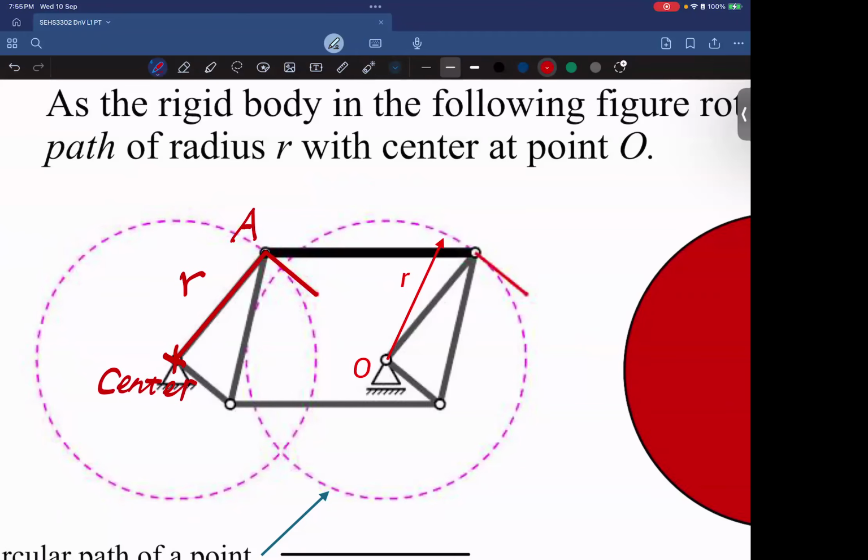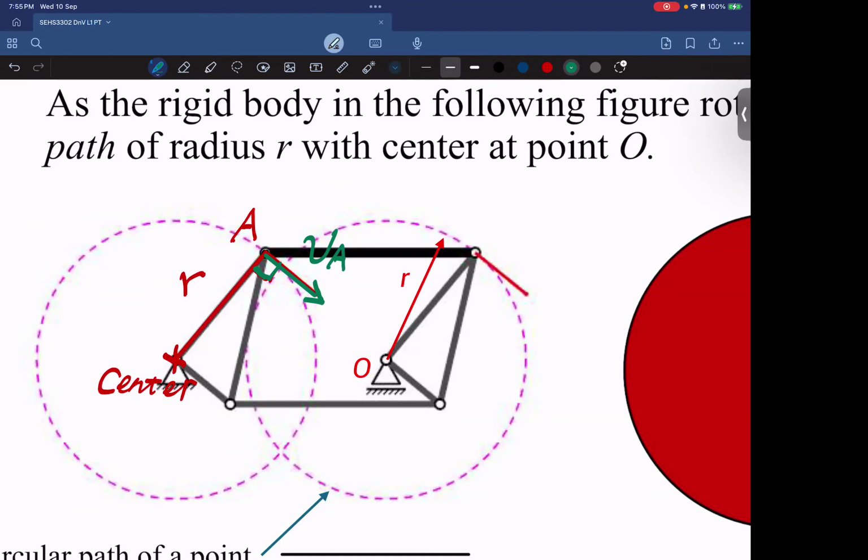And we find no matter which position A is in, there must be a right angle between these two, right? I just use the green as the velocity. This is the velocity of A. We find the velocity of A is always perpendicular to the radius, right? Always perpendicular to the radius.